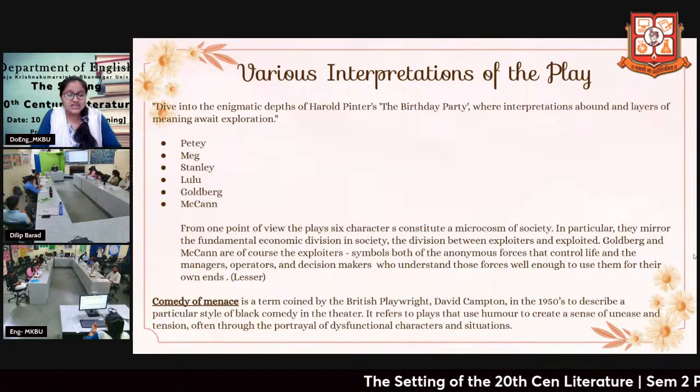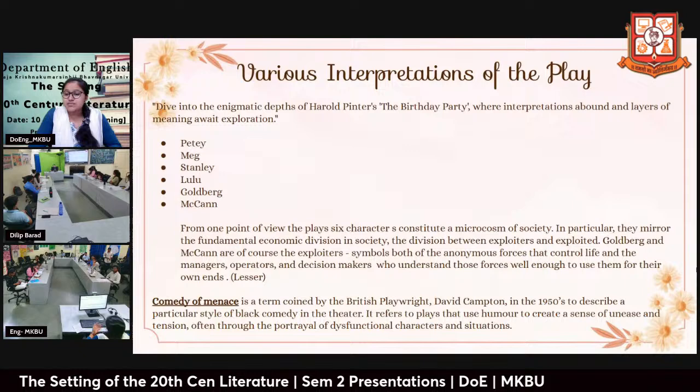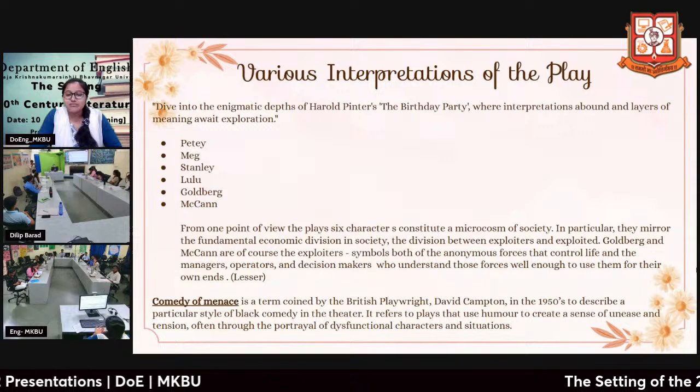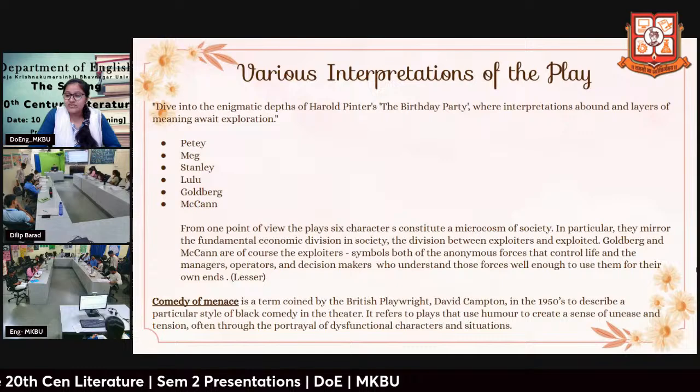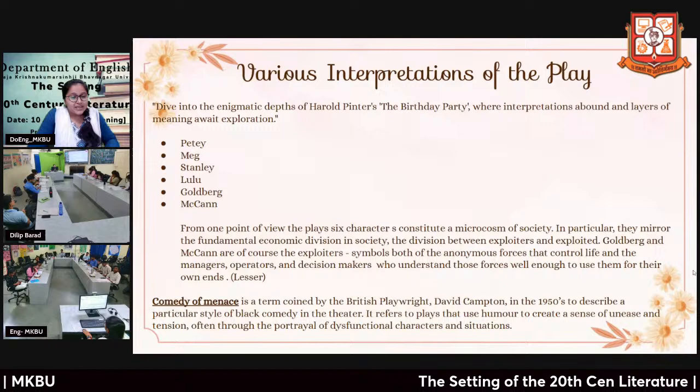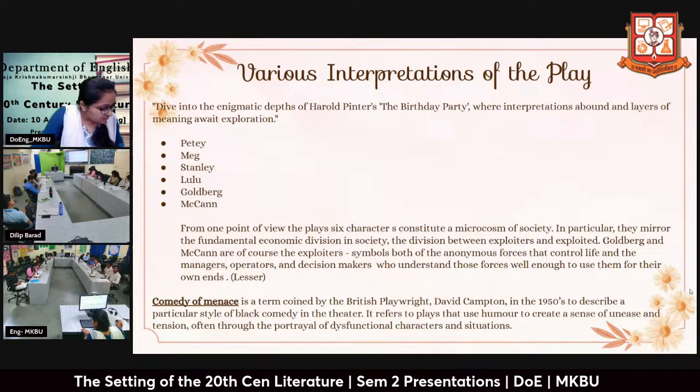So the division between exploiters and exploited: Goldberg and McCann are of course the exploiters and symbols, both of the unknown forces that control life and of the managers, operators and decision makers who understand those forces well enough to use them for their own ends. This I have taken from a JSTOR article written by Simon Lesser, Reflection on Pinter's The Birthday Party, Contemporary Literature.